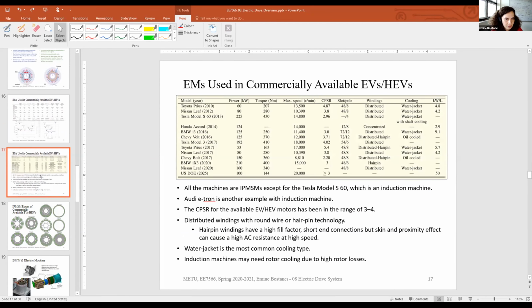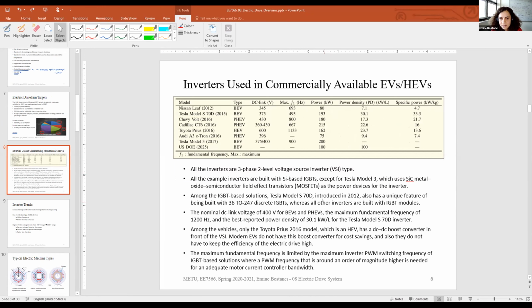In this paper, they compared the inverters in some of the commercially available EVs and hybrid electric vehicles. First of all, battery electric vehicle means a pure electric vehicle. This is a hybrid electric vehicle, P stands for parallel hybrid electric vehicle, the Prius, which we had to deal with a lot. I think you know the Prius better than all the others. Then we have the Audi, where P stands for plug-in hybrid electric vehicle, and battery electric vehicles.